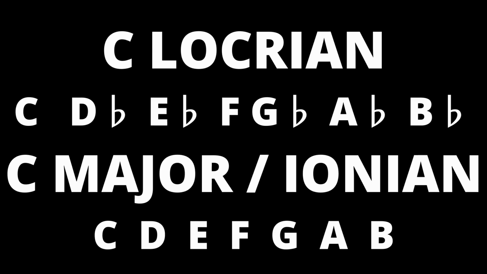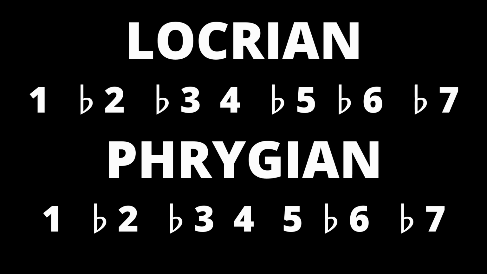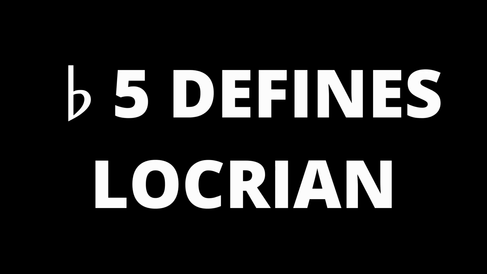You'll see that there are only 2 notes in common with the major scale. This shows us that we are a long way away from the major sound. It can be useful to compare Locrian with the Phrygian mode. The Phrygian mode has the scale degrees 1, flat 2, flat 3, 4, 5, flat 6 and flat 7. So the only note of difference between Locrian and Phrygian is the flat 5 note. This note is extremely important in defining the Locrian sound.